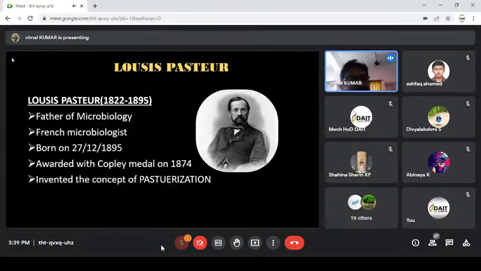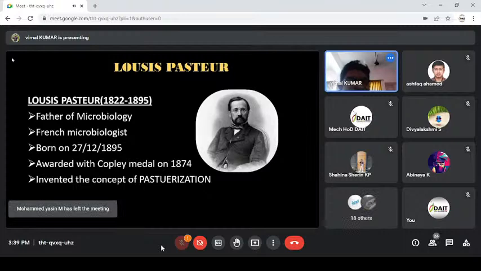Next, on this Science Day, we are going to learn about many personalities. One is Louis Pasteur. You might have heard the name. He was born in the year 1822 and lived between 1822 and 1895. He is the father of microbiology.